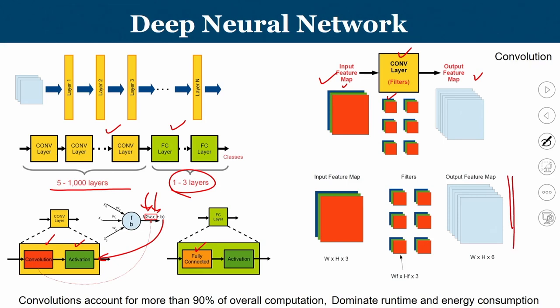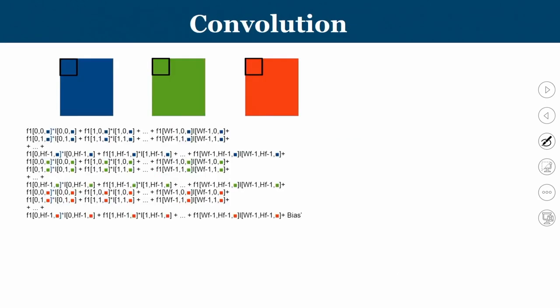Now, once you get the output feature map, based upon that you go to the subsequent layer. Convolutions account for more than 90% of overall computation, and dominate runtime and energy consumption. Now, let us try to see what happens in this convolution.